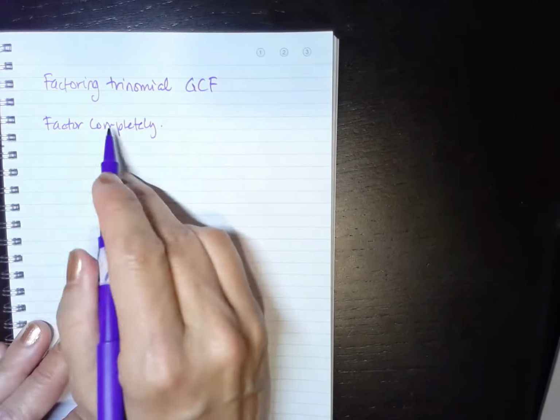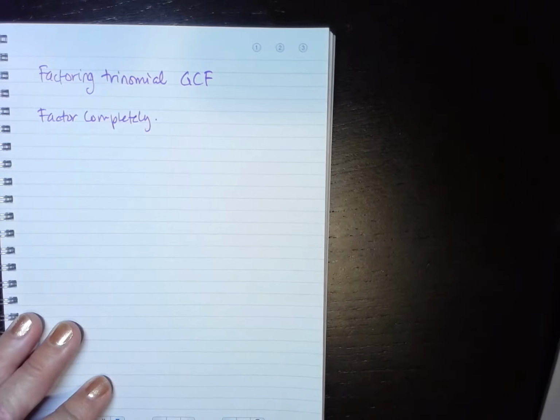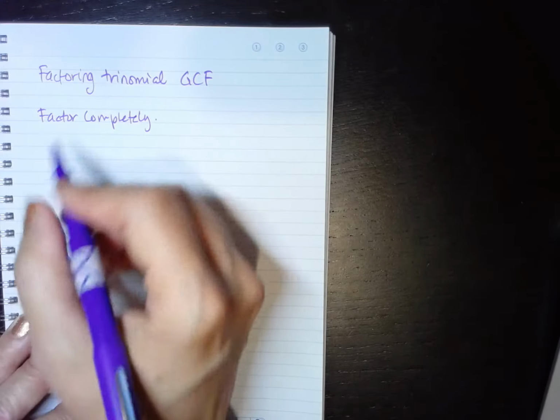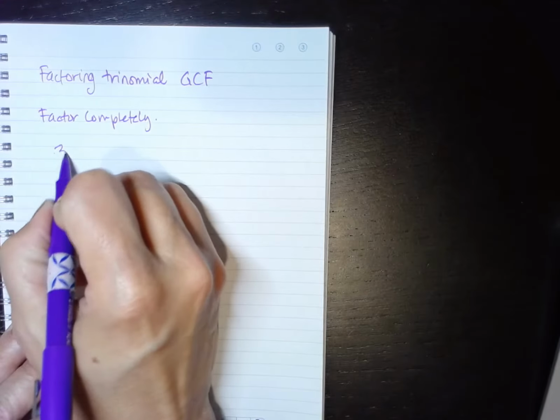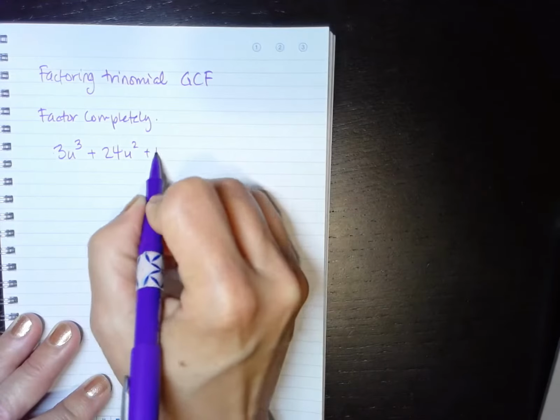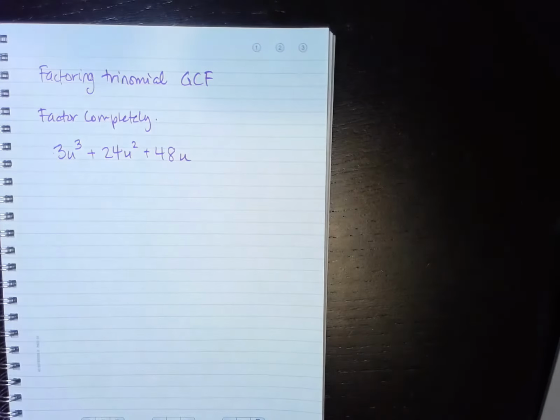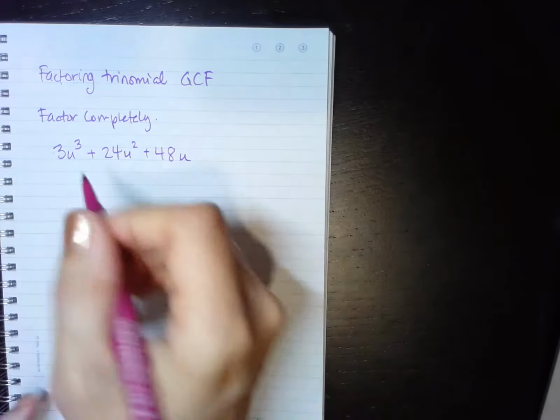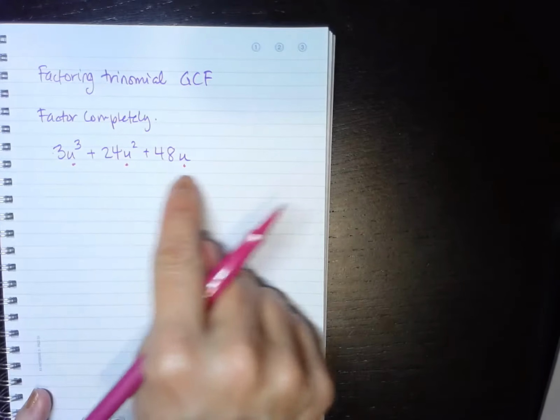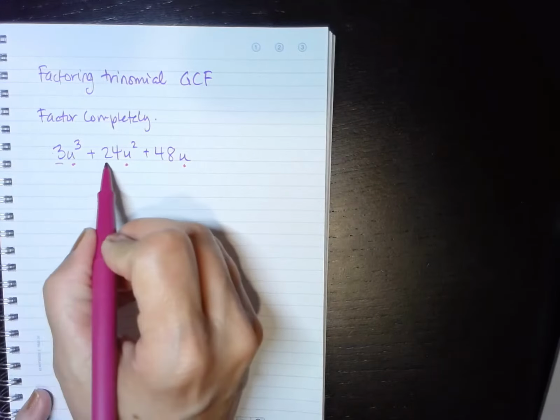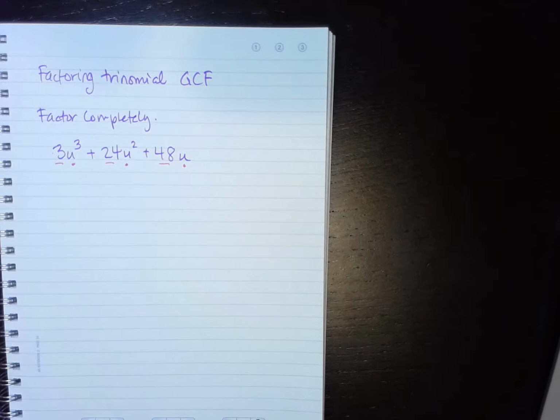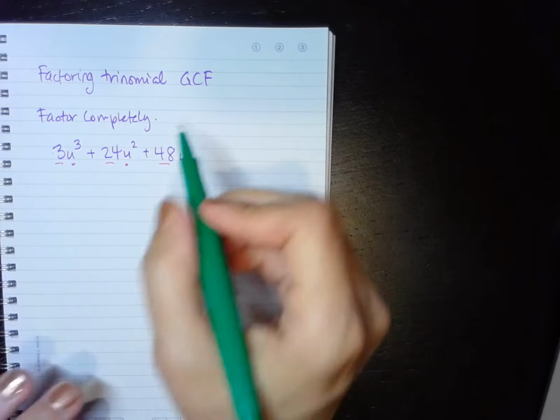So if you see factor completely, more likely than not, it's going to be one of those problems where you have to factor twice or even factor 3 times. So I'm going to look at 3u to the third plus 24u squared plus 48u. The first indication that I have a GCF is all of these terms have a u, so I know that they have a u in common. And I also noticed that the numerical coefficients are all divisible by 3. So that tells me right away that I've got to factor a GCF out first.